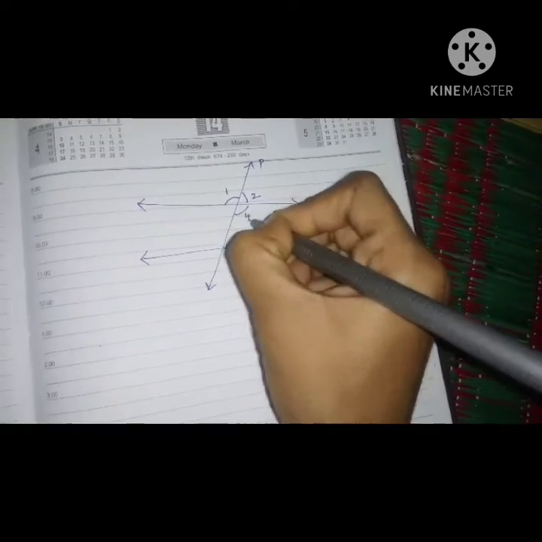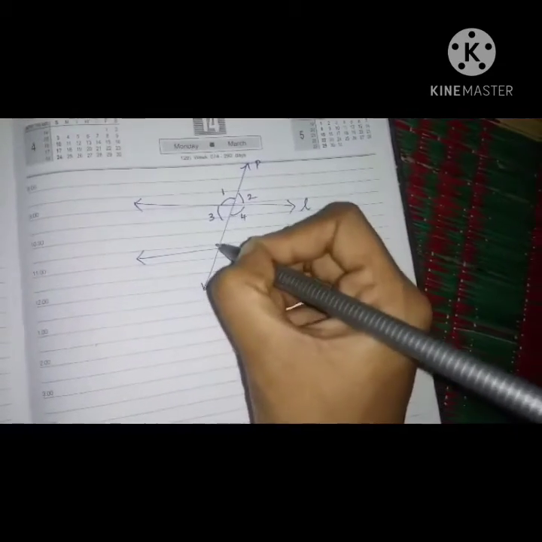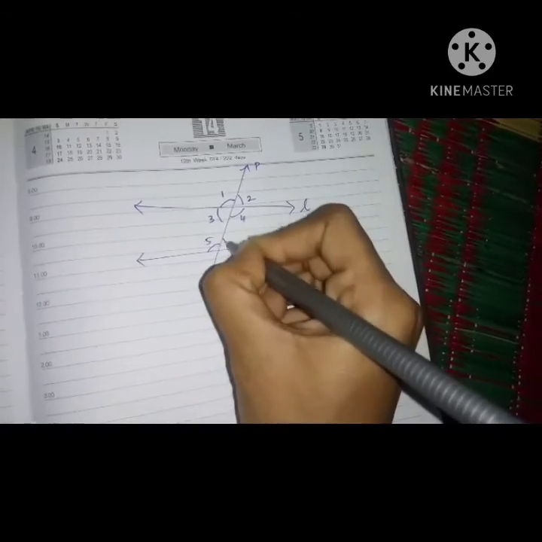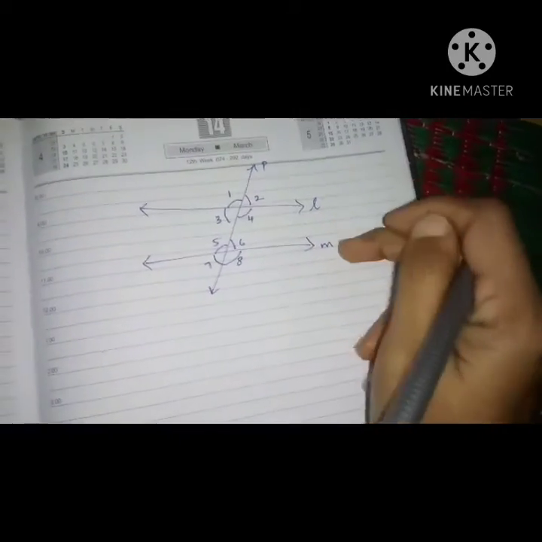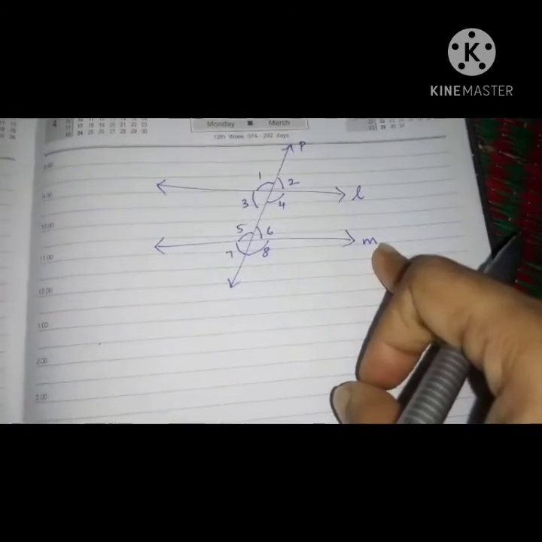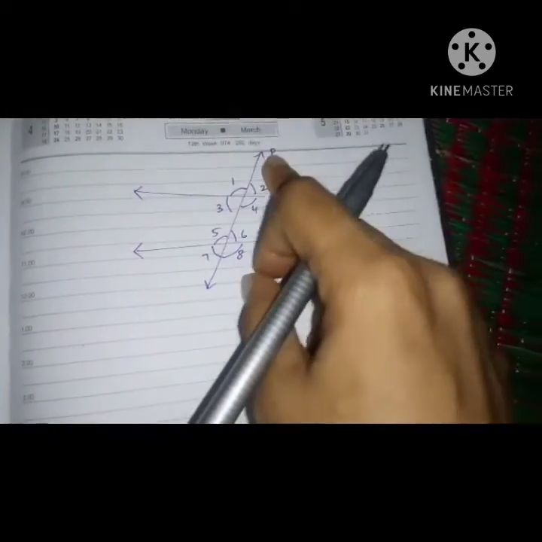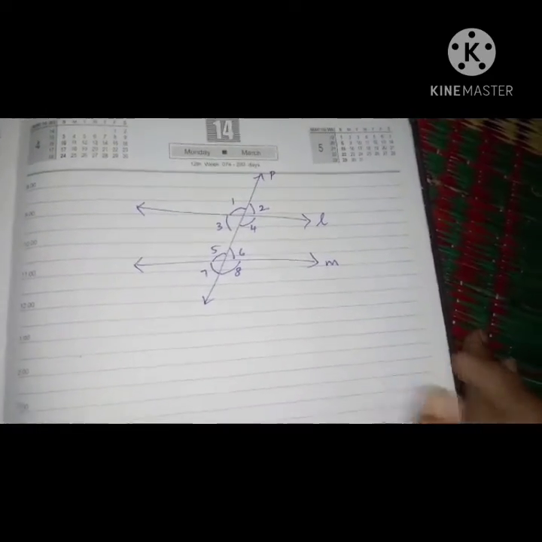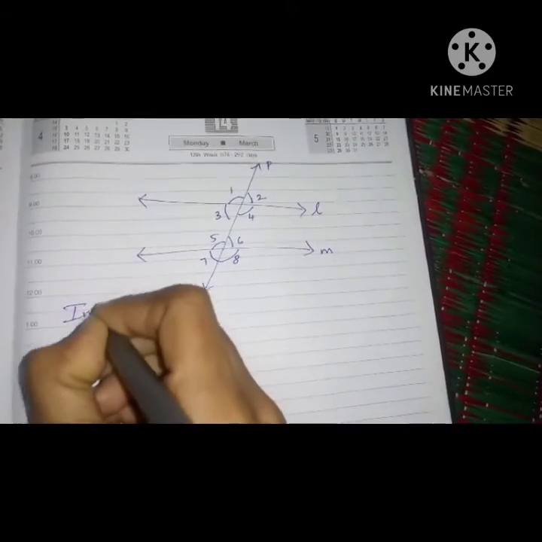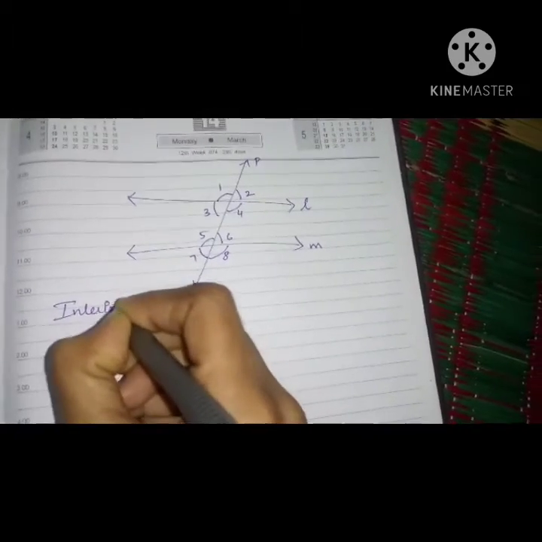This is 4. This is 3. 5, 6, 7, 8. So L and M are parallel lines, where P is a transversal line. Now we are going to learn about interior angles.